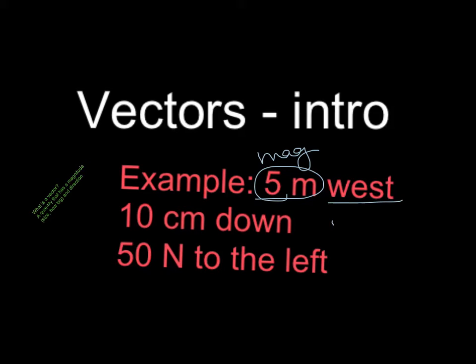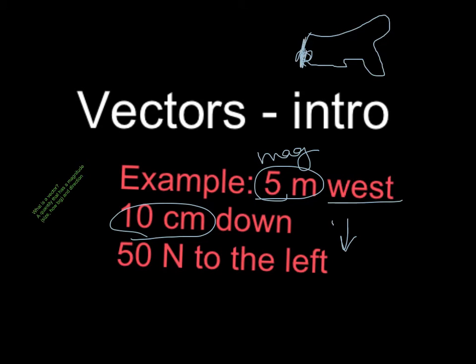So what do you think the magnitude in the next one is? 10 centimeters. How big is it? It's 10 centimeters. Which direction is it going? It's going down. So this is 5 meters to the west. Think of the United States. We're thinking north, south, east, west. So here's the United States. Yes, I know, it looks like a cow. Where do we live? Here in California on the west coast. Here's New York on the east coast. So to the west is that way.